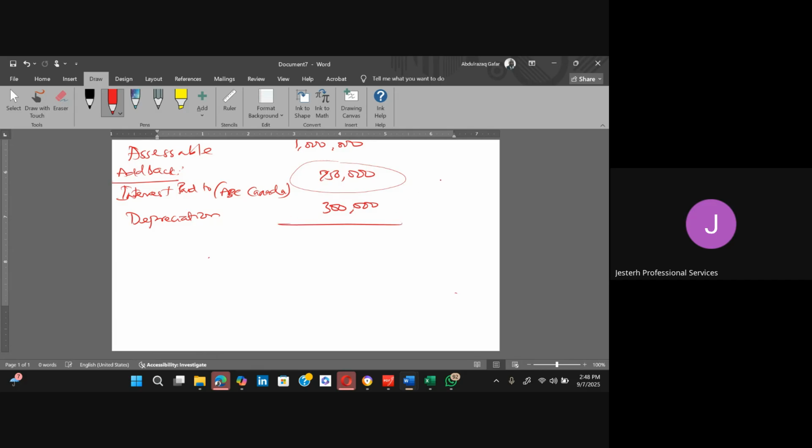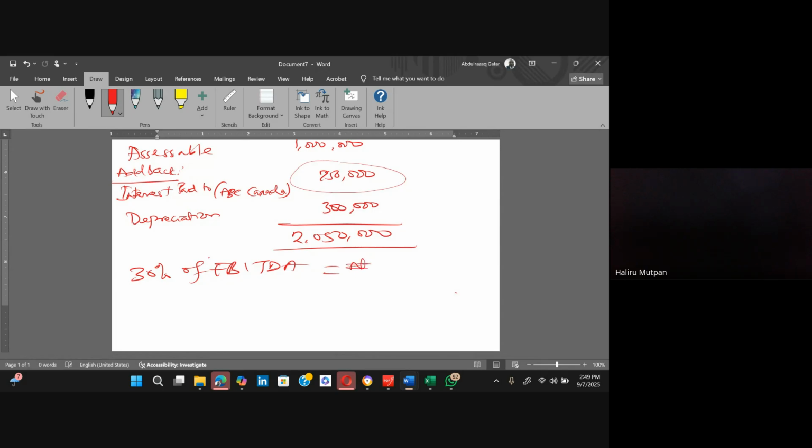So the total will be what? This will be 2 million and 50,000. 2,050,000. So then what's now the 30%? 30% of EBITDA. So how much is that? 615,000. 615,000, right?